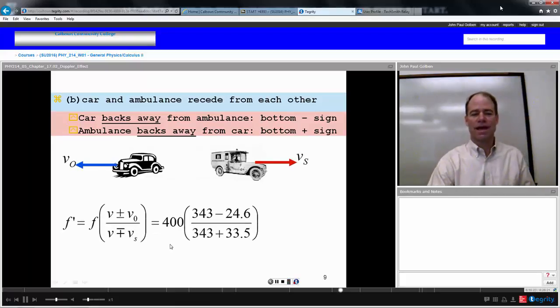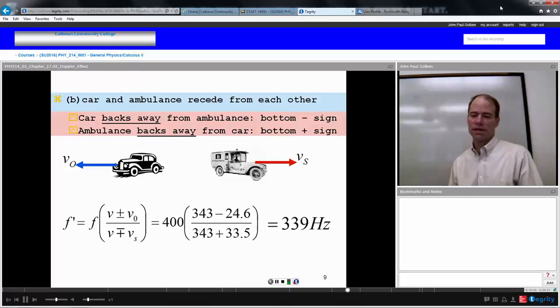So in this case, we have the actual frequency put out by the source. Now the observer is backing away, so we're going to use the bottom minus sign in the numerator. And the source is backing away, so we're going to use the bottom plus sign in the denominator. Both of these are going to have the effect of reducing the frequency. And we'll have an observed frequency of 339 hertz, which could be several notes on the chromatic scale below the actual frequency put out by the source.